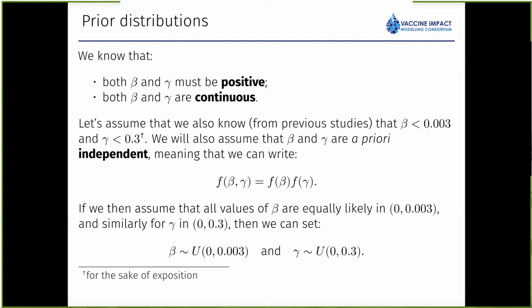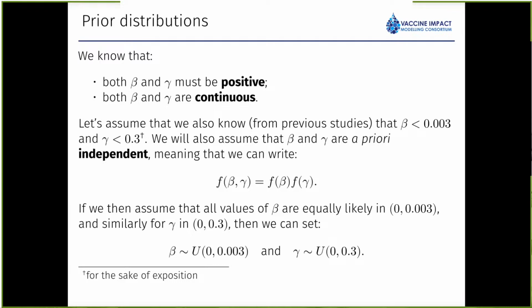Okay, cool. The other thing that people often tend to do, and I'm going to do it here, is I'm going to assume that these two things are what we call a priori independent, okay? So I'm going to say in the absence of any data, beta and gamma are not correlated with each other, okay? The value of beta doesn't depend on the value of gamma. You don't have to do this.